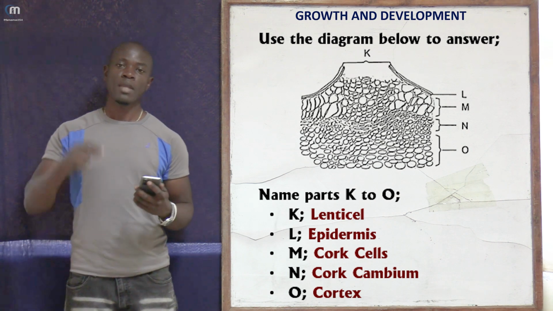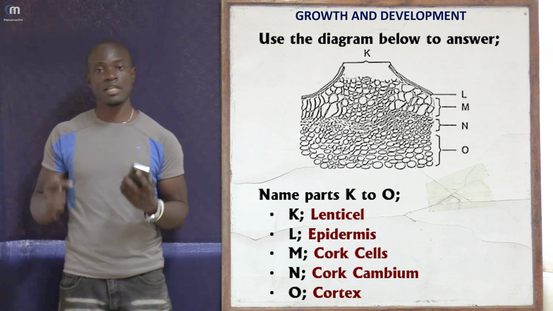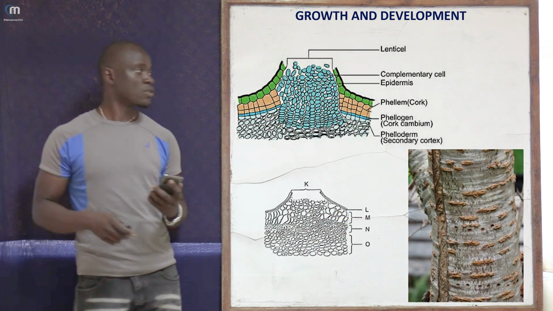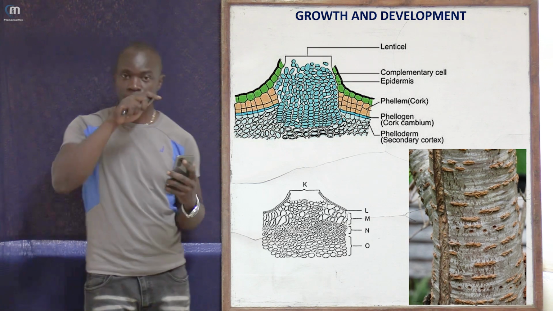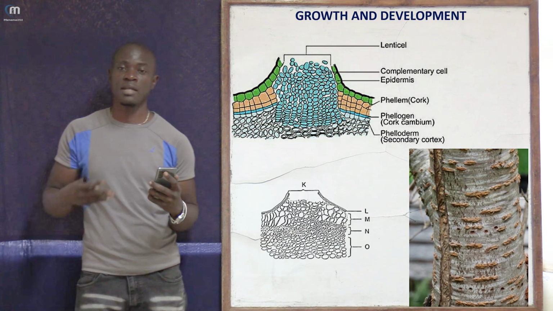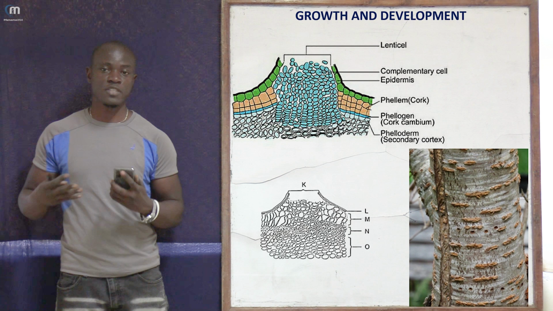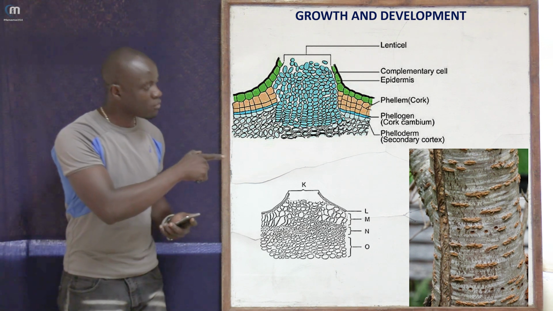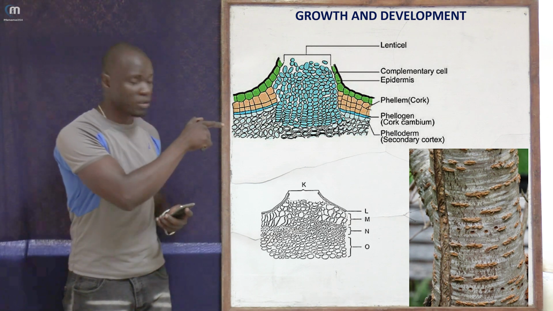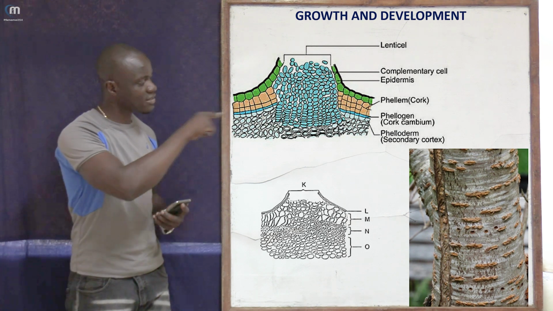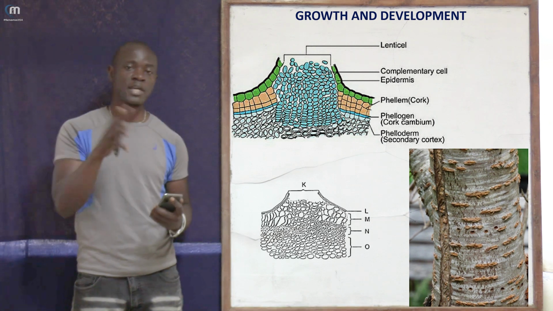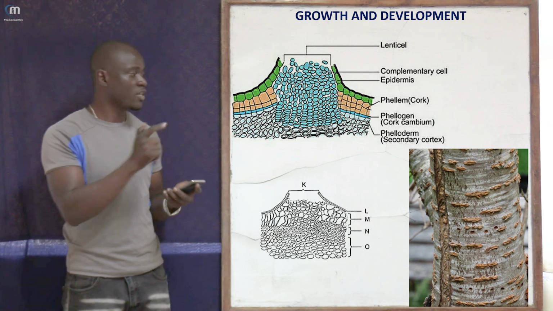And now, below the cork cambium cells, which is region O, we have the cortex region. As you can see in this diagram of the lenticel, they reinforce the points we have just talked about. In the diagram of the stem, those small brown holes look horizontal because different plant species have different lenticels.